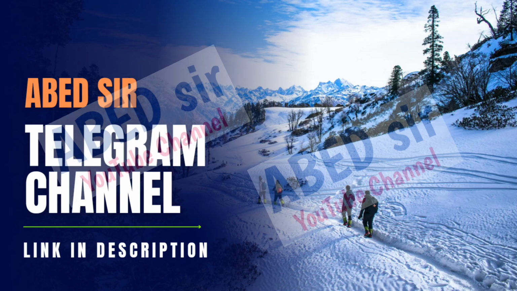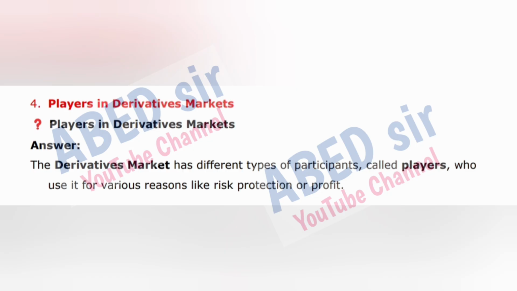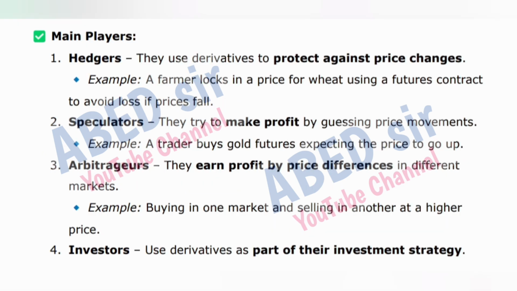Next important short question is 4, players in derivatives markets. Answer. The derivatives market has different types of participants, called players, who use it for various reasons like risk protection or profit. Main players. 1. Hedgers. They use derivatives to protect against price changes. Example, a farmer locks in a price for wheat using a futures contract to avoid loss if prices fall. 2. Speculators. They try to make profit by guessing price movements. Example, a trader buys gold futures expecting the price to go up.